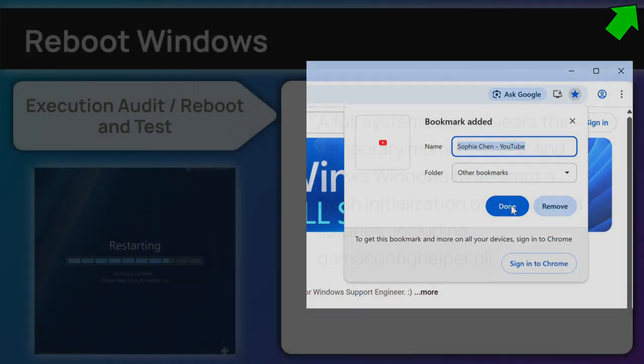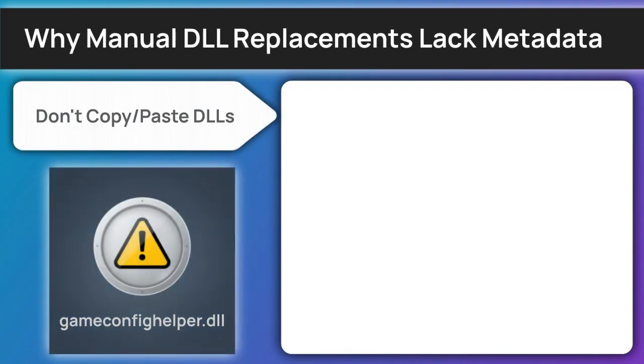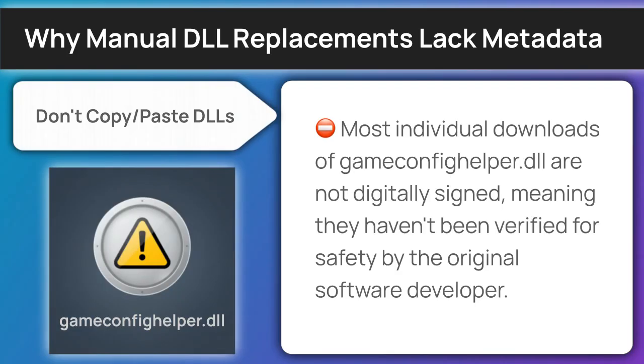I want to share a quick best practice that will help you avoid security complications in the future. Safety first, never attempt to replace the Gameconfighelper.dll with files found on random download portals. These sites lack quality control and often distribute files that are incompatible with modern Windows updates.